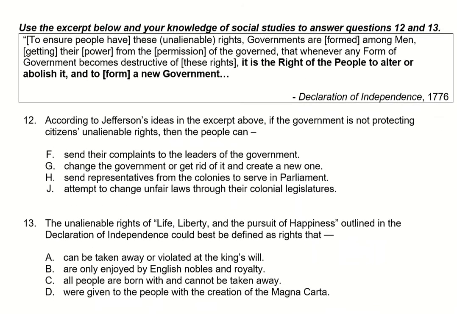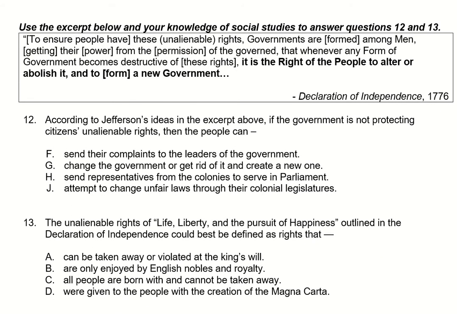Use the excerpt below and your knowledge of social studies to answer questions 12 and 13. To ensure people have these unalienable rights, governments are formed among men, getting their power from the permission of the governed, that whenever any form of government becomes destructive of these rights, it is the right of the people to alter or abolish it and to form a new government.